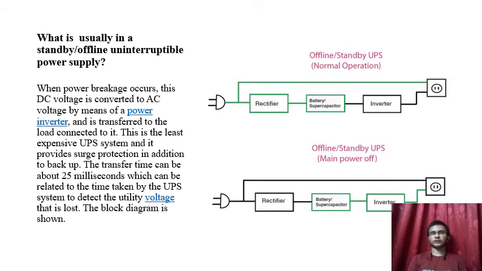What is usually in a standby or offline uninterruptible power supply? When power breakage occurs, this DC voltage is converted to AC voltage by means of power inverters and is transferred to the load connected to it. This is the least expensive UPS system, and it provides surge protection in addition to backup. The transfer time can be about 25 milliseconds, which is related to the time taken by the UPS system to detect that the utility voltage is lost. The block diagram is shown.